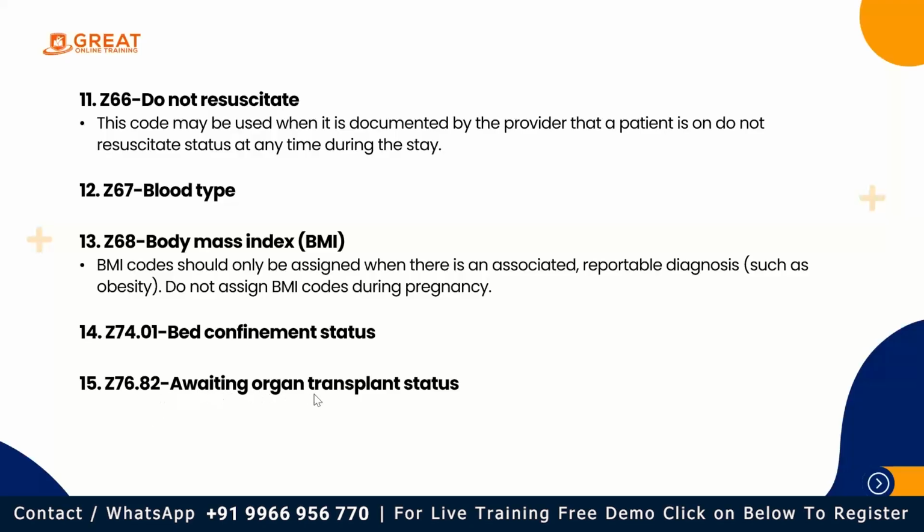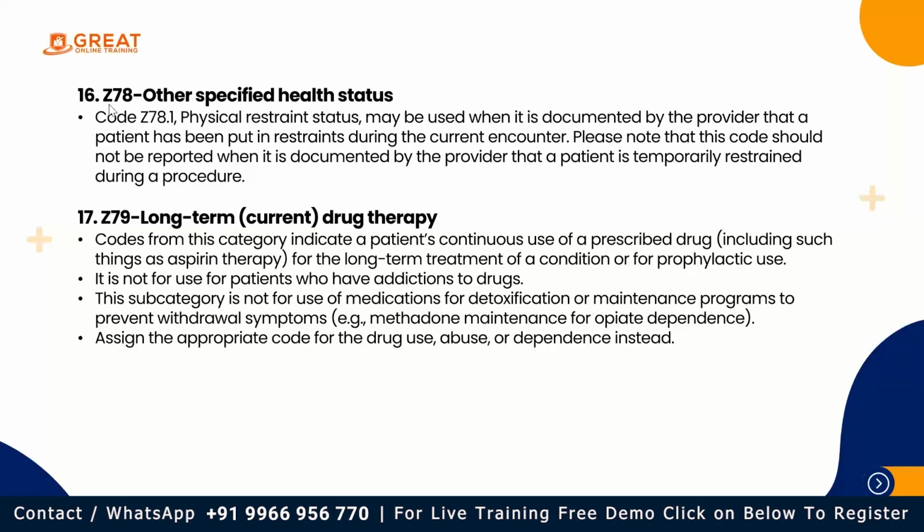Z76.82, awaiting organ transplant status. Next is Z78, other specified health status. Code Z78.1, physical restraint status, may be used when it is documented by the provider that a patient has been put in restraint during the current encounter. Please note that this code should not be reported when it is documented by the provider that a patient is temporarily restrained during a procedure.